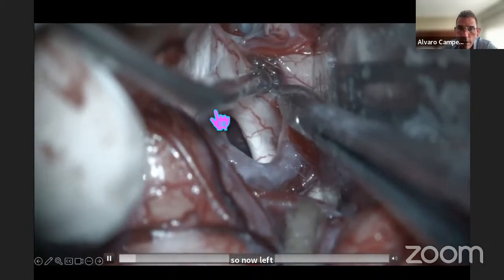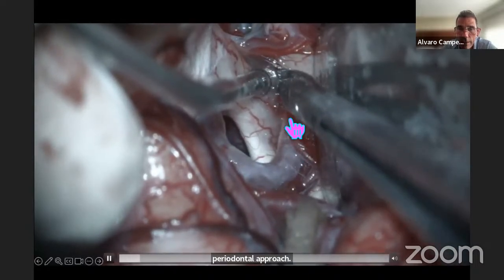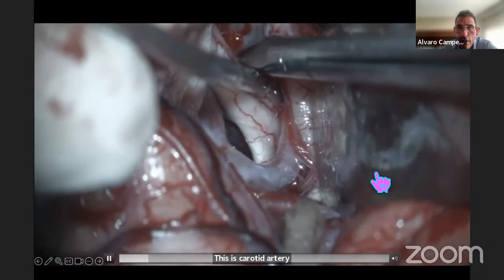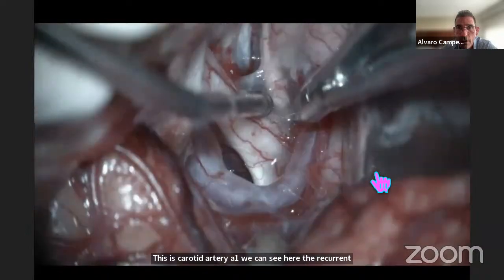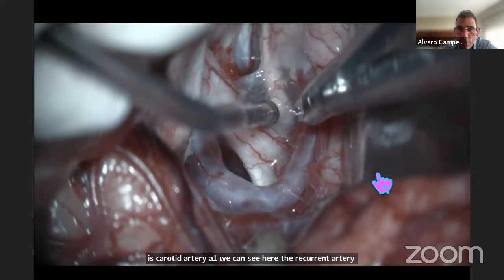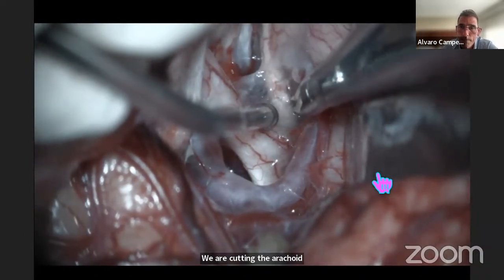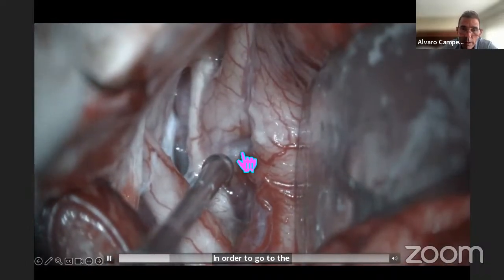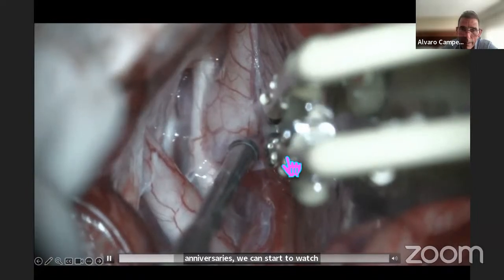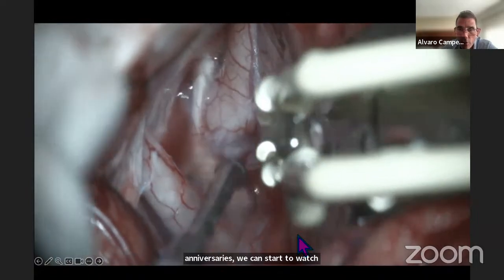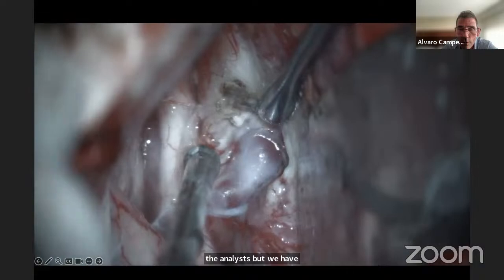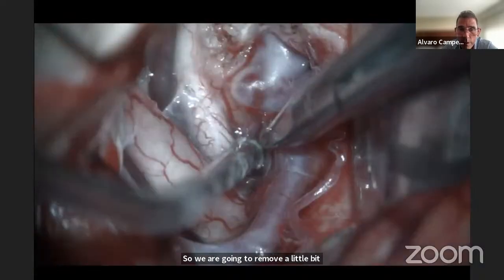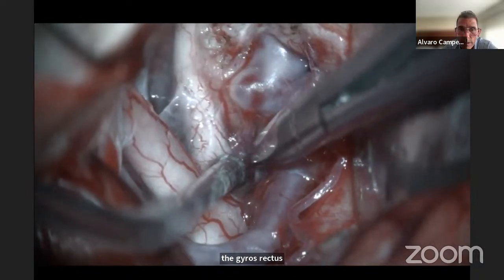This is the carotid artery, A1. We can see here the recurrent artery. We are cutting the arachnoid above the chiasm in order to go to the aneurysm. We can start to see the aneurysm, but we have here the gyrus rectus. So we are going to remove a little bit of the gyrus rectus. We start to see the aneurysm better.